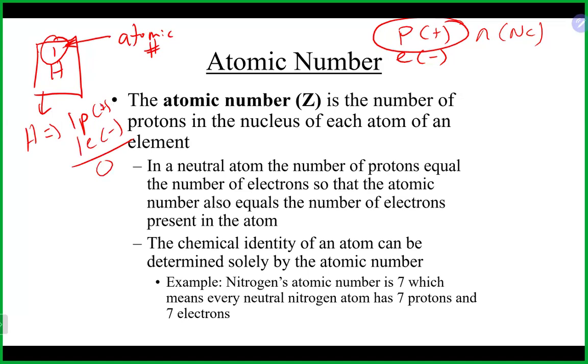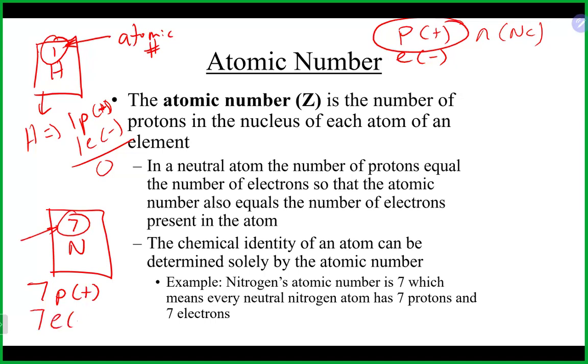It is neutral. Right? Now, if you look at the example there for nitrogen, number 7 right there, that tells you in a neutral nitrogen atom, you will have 7 protons, which are positive, and because it's neutral, you would also need 7 electrons to be negative. 7 positive things and 7 negative things give you no charge overall, and it would be neutral.